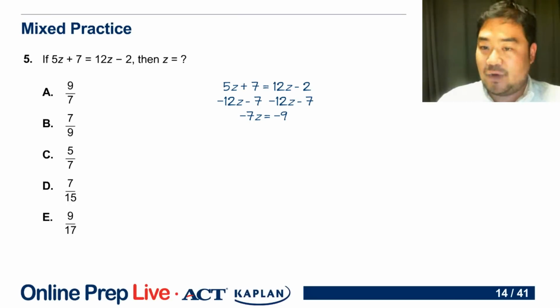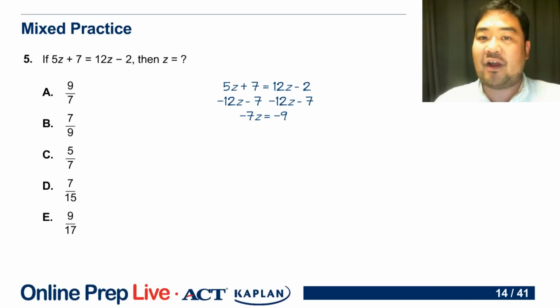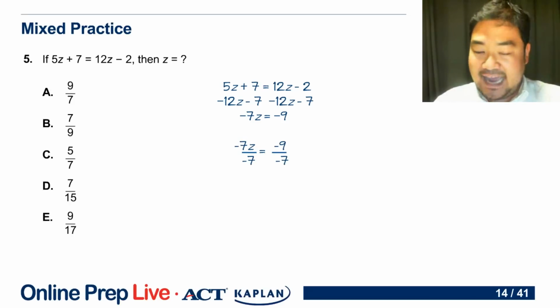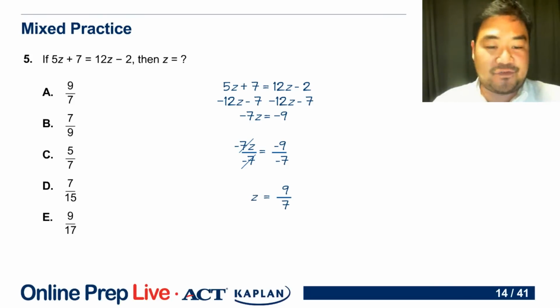Now, here's the thing you want to be careful of. What are you dividing by in this equation? Type that in. What are you dividing by in this equation to get z by itself? And this is where you want to be careful. You're not dividing by 7. You're dividing by negative 7. So z is equal to negative 9 divided by negative 7, and that's going to give us 9 over 7, which, of course, is answer choice A for awesome.